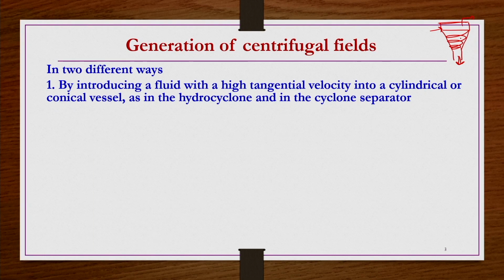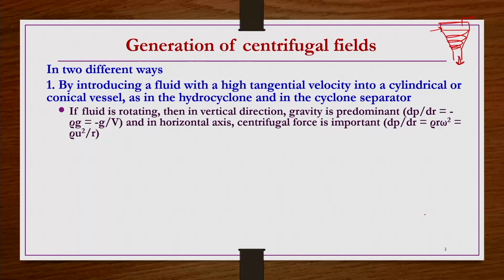One is the gravitational force that is acting downward in the y direction, and then another one is the centrifugal force that is acting in the radial direction. So, if fluid is rotating, then in the vertical direction gravity is predominant. So, dP by dr should be nothing but minus rho g, or minus g by capital V. We can write V as a kind of volume per unit mass.